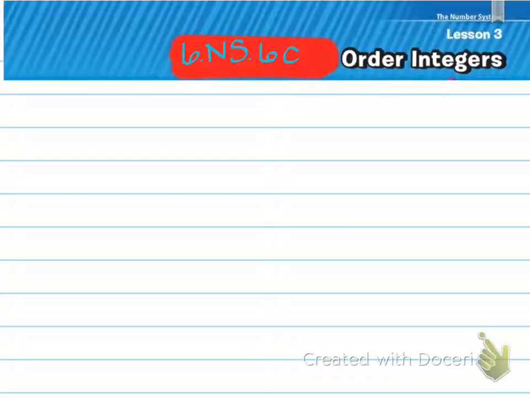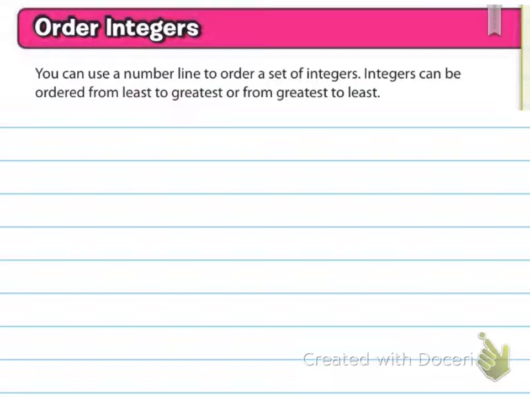Alright guys, I'm back. We're doing 6.NS.6c for ordering integers. The lesson in the book says comparing and ordering integers, but our standard only asks us to do ordering. So when we order integers, you can use a number line.